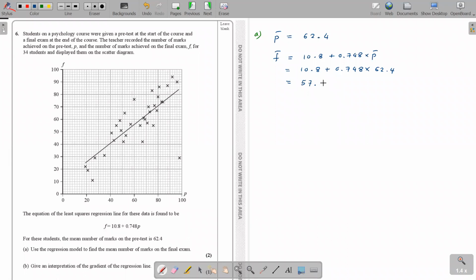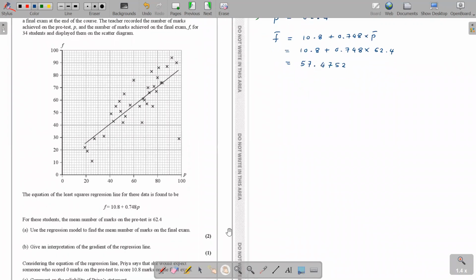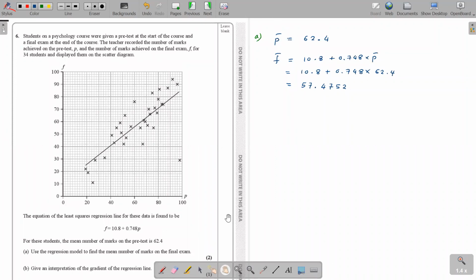Is it 7.475? Have they told you? Yeah, use the regression model to find the mean number of marks. Can I have the fraction answer? 35,000. Which became 57.4752. So basically, it's 57.5.